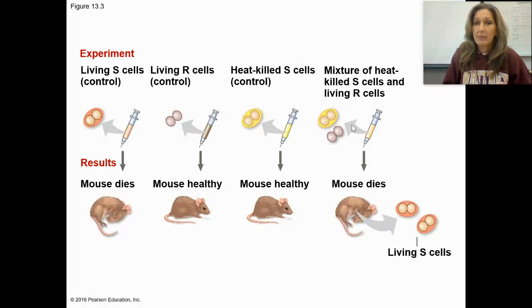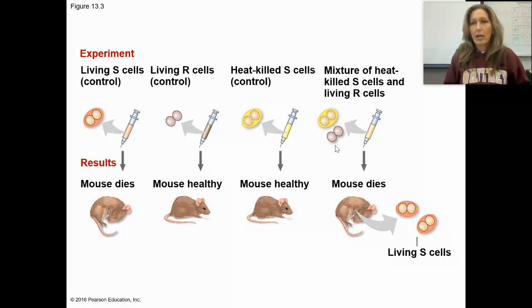And when he mixed them together and injected it, the mouse died. Well, then what he did is he took out the cells to find out what was the deadly pathogen. And actually, what he found is that these cells had transformed. They had changed their properties to now be lethal, because of a transfer of information. Some type of molecular information from these to these led to this transformation.